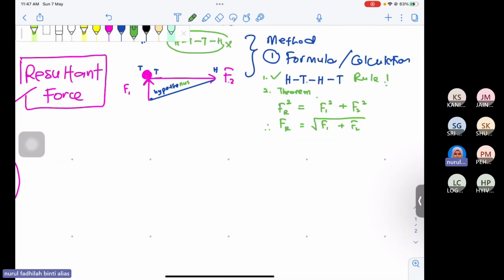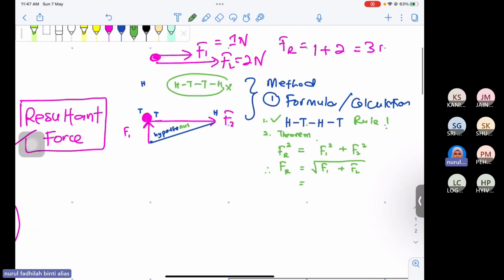Okay, so now we have the numbers. If there are numbers, let's put in the numbers. So here, let's say 3 Newtons, and this one 1 Newton, so 1 squared plus 3 squared, and the square root of them. That's what the calculator is for. Do you have your calculator? Okay.